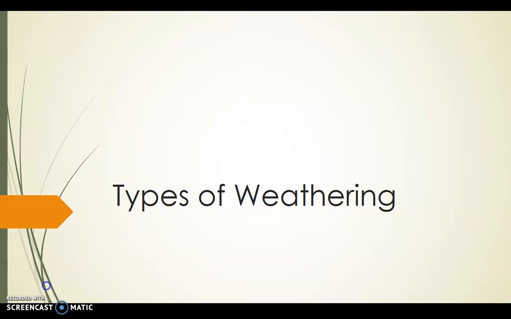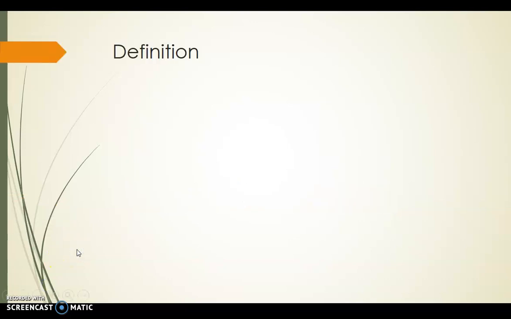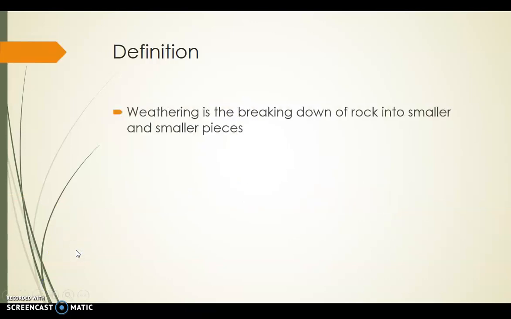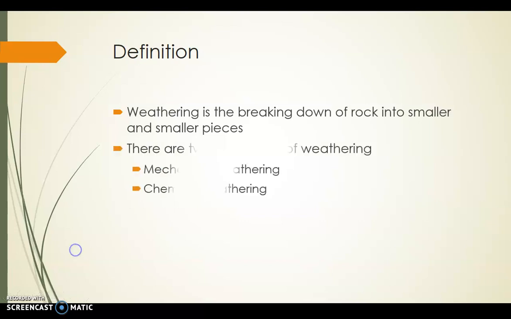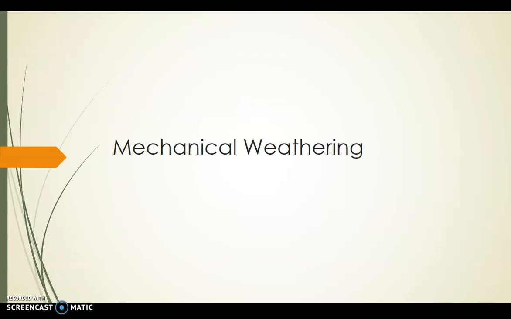Okay, so we're going to look at the different types of weathering, starting with the definition, of course. Weathering is the breaking down of rock into smaller and smaller pieces. We've got two different categories of weathering, mechanical weathering and chemical weathering, and each of these has a few different forms. So let's start with mechanical weathering.